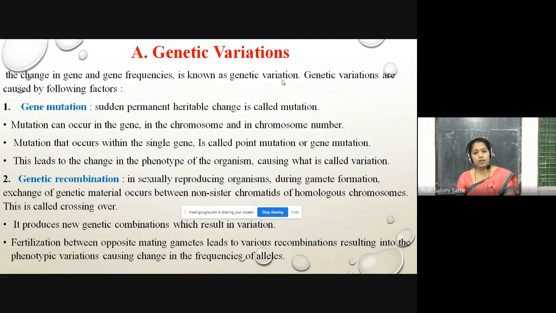If we consider an animal, the color of that animal, the structure of that animal, these are called the phenotype, the external characters. This phenotype leads to the change in the phenotype of the organism, causing what is called variation.